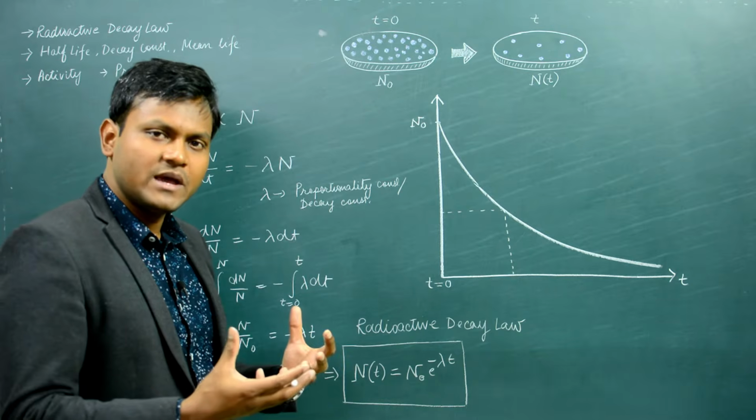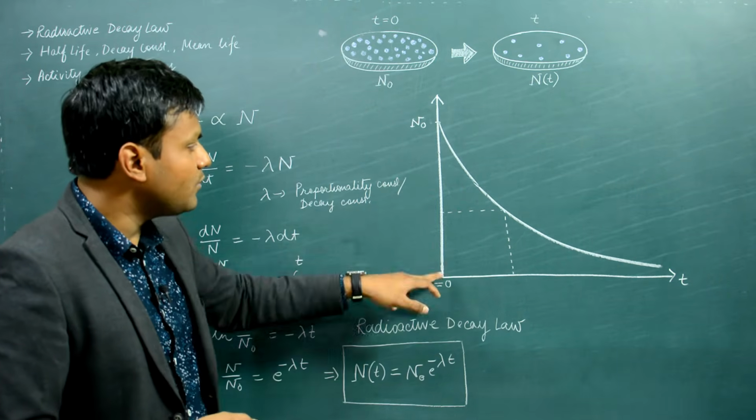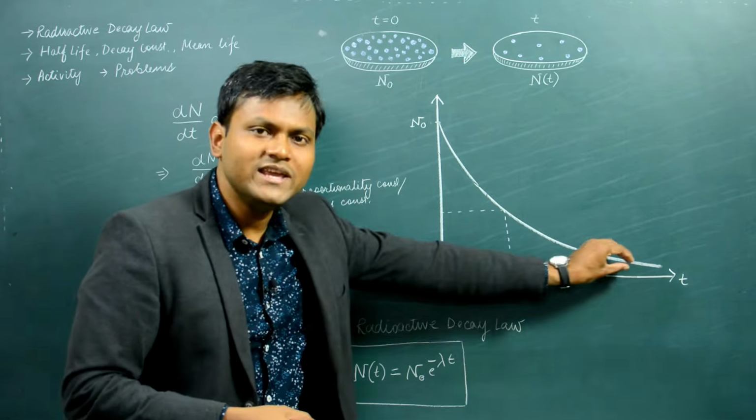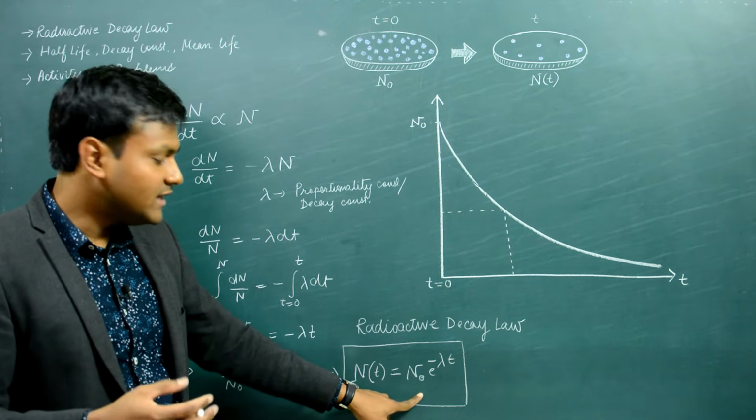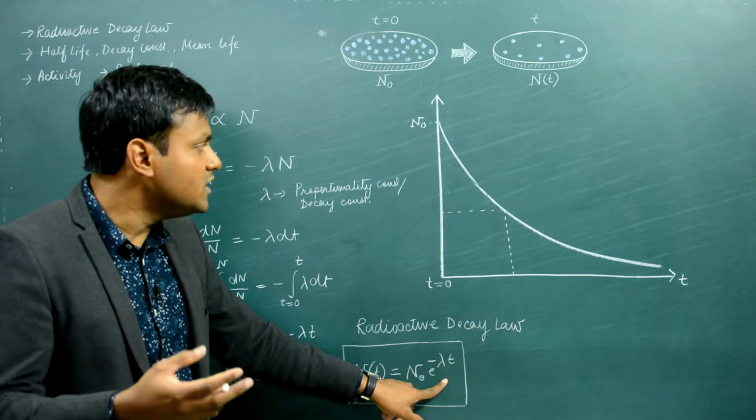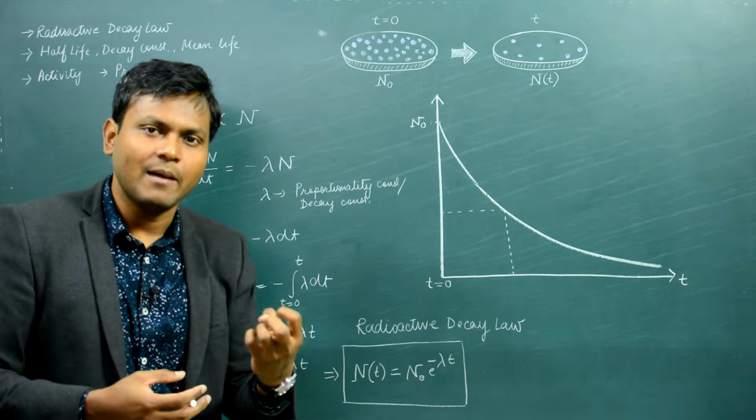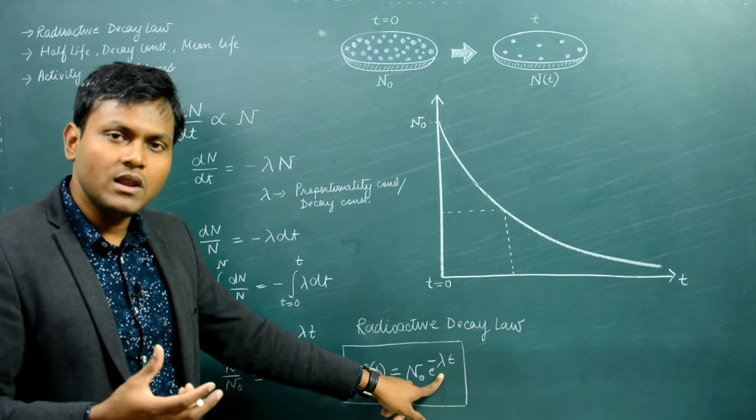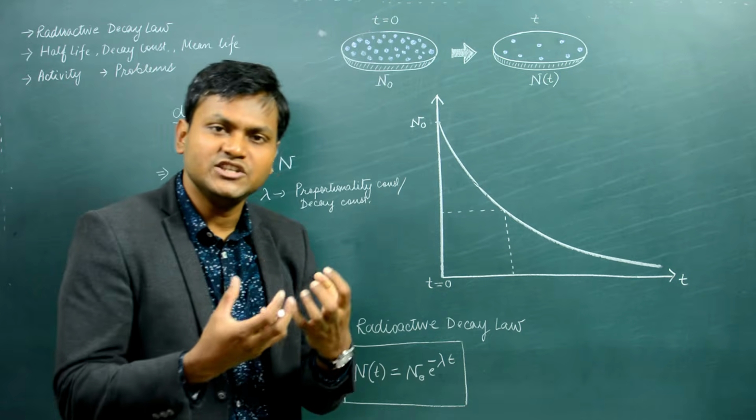Now, as the radioactive sample contains n naught particles at time t equals 0, this number of particles will decrease slowly in an exponentially decaying manner. You can say that this is very much dependent on the decay constant, because if the decay constant is a large number, then the decay is going to happen very fast. The number of particles is going to decrease rapidly. If the decay constant is a small number, then the decay is going to happen very slowly. The number of particles is going to change very slowly.